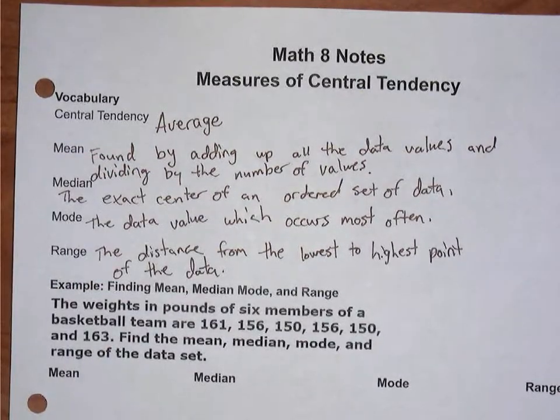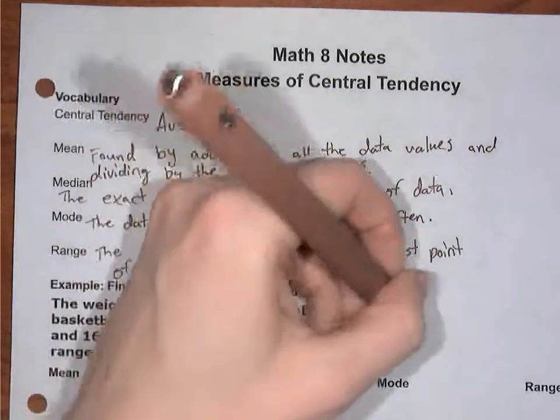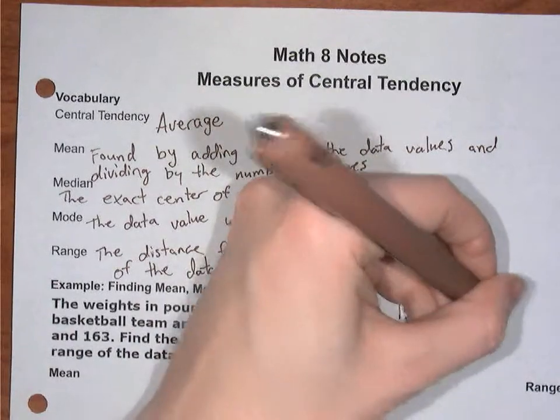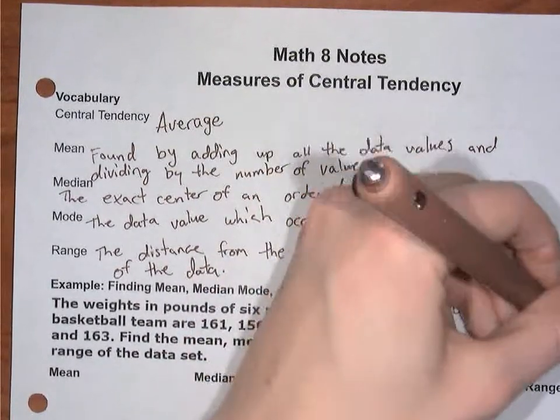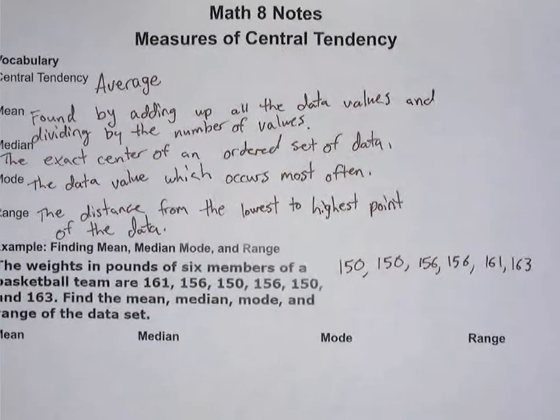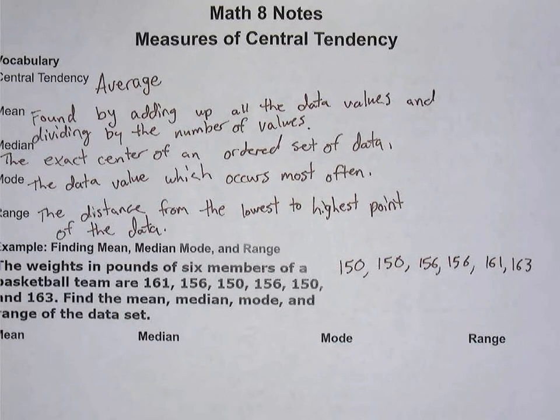We've gone through all of these before, so we're just quickly going to see how to recalculate them if we're not sure. So in this example, the weights in pounds of 6 members of a basketball team are as follows. It wants us to find the mean, median, mode, and range. I'm going to reorder them so that they are from the smallest to the largest. So I'm going to take my 6 data values and say it's 150, 150, 156, 156, 161, and 163. So those are my data values. Now that they're ordered, I can do everything I need to with them.